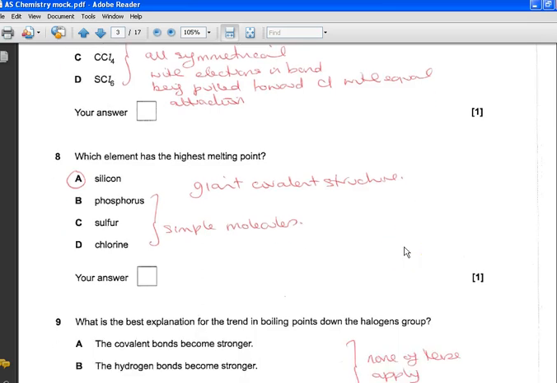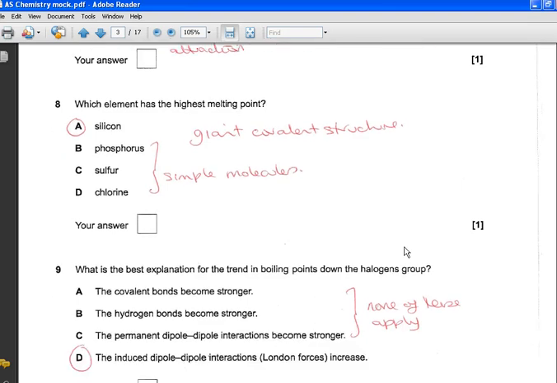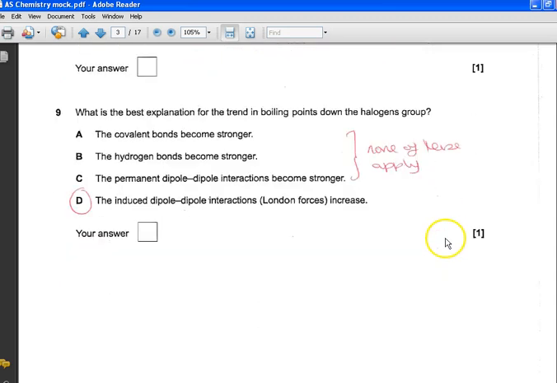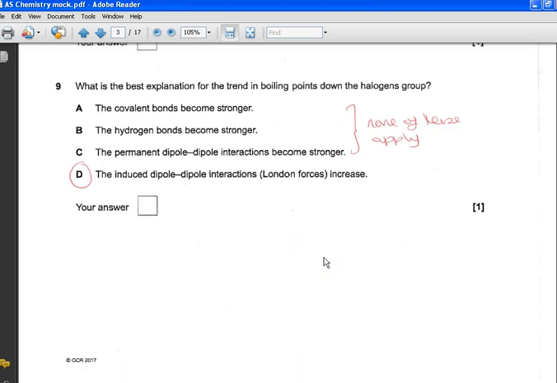Highest melting point. You look at the structures there. You've got 3 simple molecules, 1 giant covalent structure. Boiling points for the halogens going down the group. Obviously, you bear in mind that if you're looking at the halogens, you are only looking at London forces, because they are elements on the periodic table, so there's not going to be any difference in electronegativity.